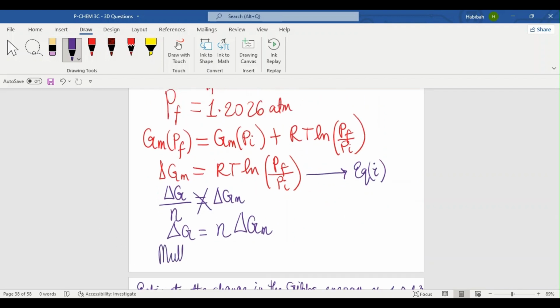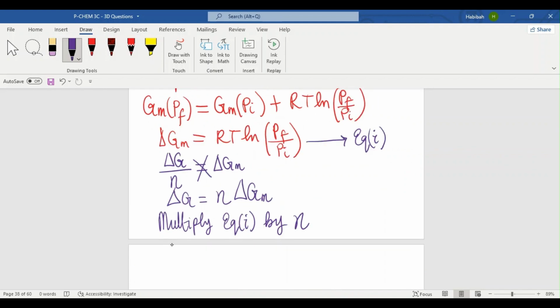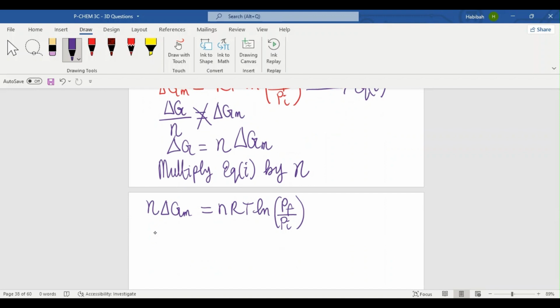Let me write this here. Multiply equation 1 by the number of moles. You're now going to get the change in Gibbs energy, which is what you're actually solving for. So when we multiply equation 1 by n, we end up with n times the change in GM equals nRT ln P final divided by P initial. Rewriting this, the change in Gibbs energy equals nRT ln P final divided by P initial.